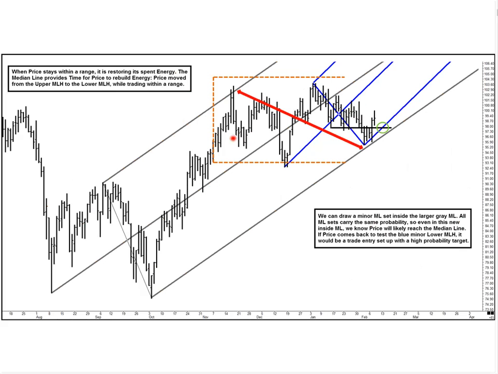What does price do? It does nothing. It trades sideways. Now, why is that? When price makes a long sprint in either direction, it's expending energy. Just like if you get in the car and drive, I live in the middle of Arizona. If I drove from here to the Grand Canyon, by the time I got to the Grand Canyon, my car would be out of gas, or my truck.